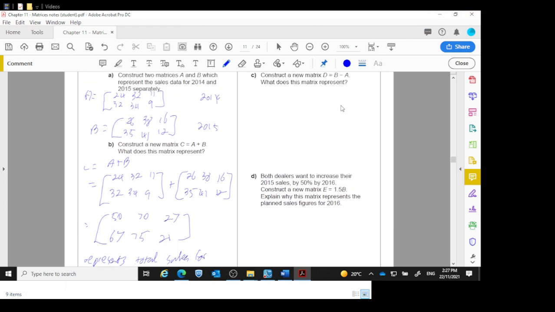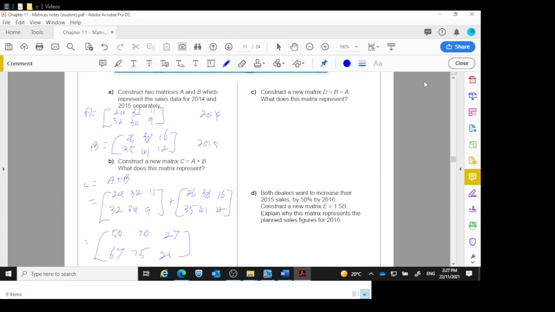Part C, construct new matrix D, which is B minus A. So D equals B minus A. What does this represent? So let's do it. So 26, 38, 16, 35, 41, and 12. That's B. And A, 24, 32, 32, 34, 11, and 9. Taking away the 2, I get 2, 6, and 5, 3, 7, and 3.